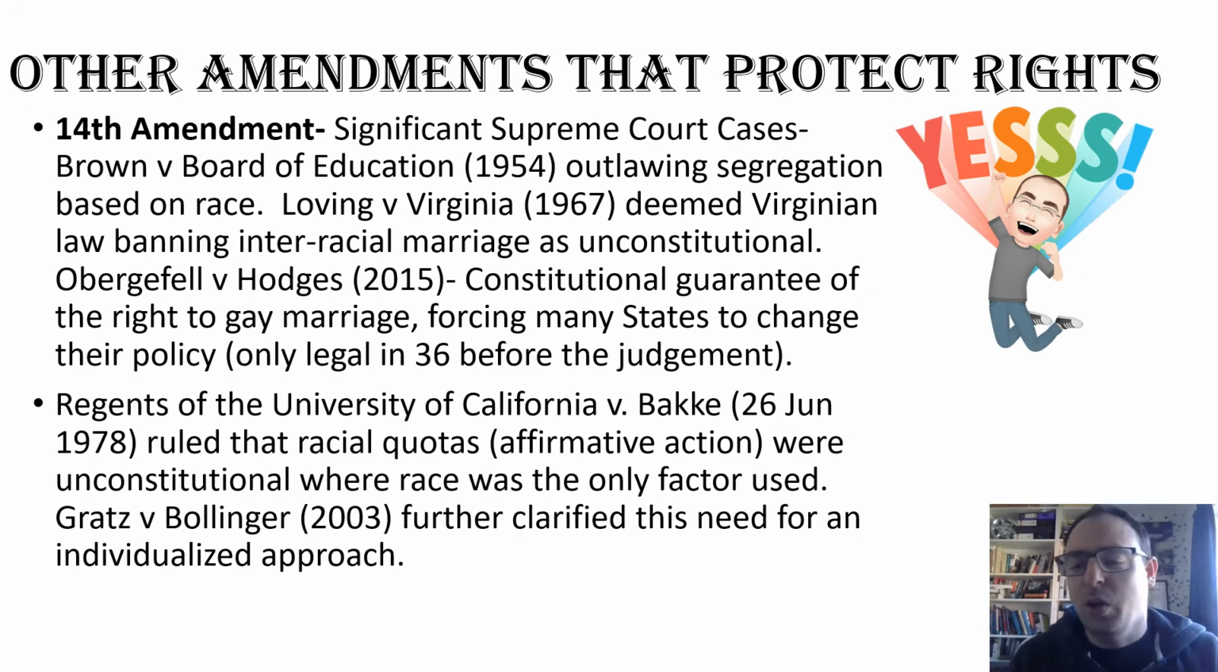There are a whole series of really significant Supreme Court cases involving the 14th Amendment, particularly to do with things like race. So probably the most significant Supreme Court case of the 20th century is Brown versus the Board of Education, which outlawed segregation on the basis of race, arguing that separate was never equal. We also have Loving versus Virginia in 1967, which deemed a Virginian law banning interracial marriage unconstitutional.